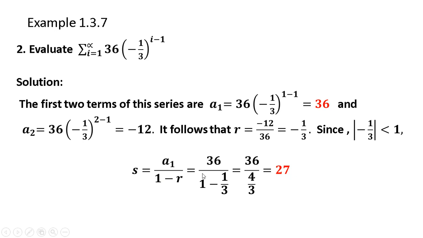a sub 1 over 1 minus r. So that's 36 over 1 minus 1/3. That is 36 over 2 over 3. Or we can have it 36 times 3 over 2. So we have 54. So that ends our lesson in geometric sequence.